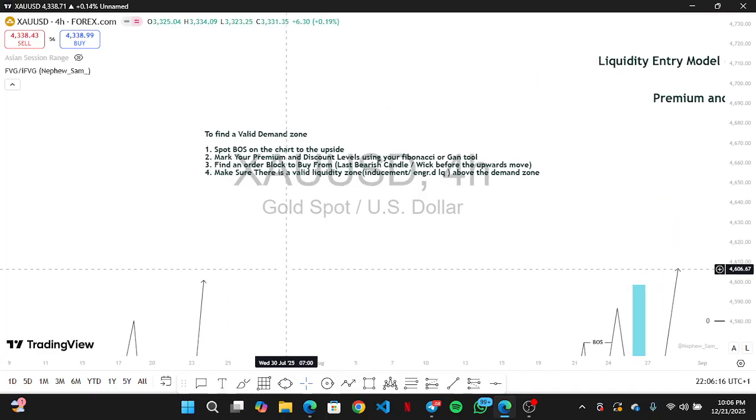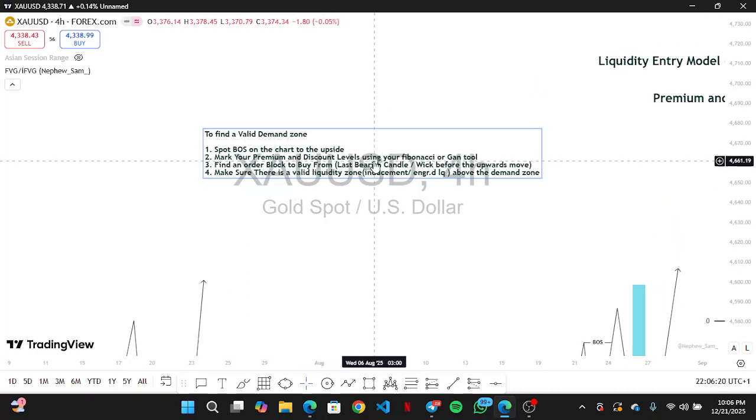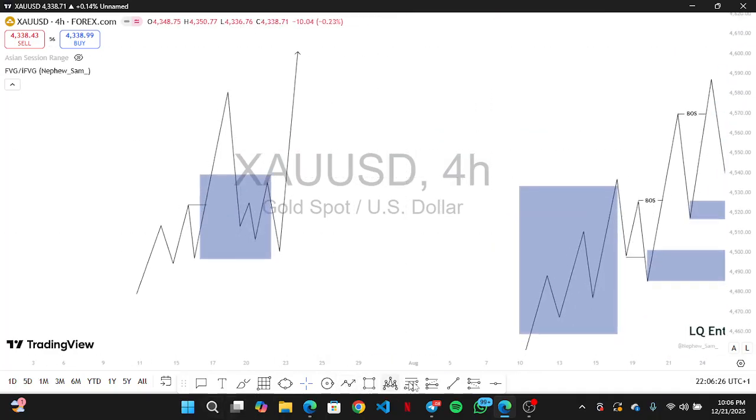So now that's not all. Remember, we have a checklist. We now have to find an order block to buy from, which is the last bearish candle or wick before the upwards move. So then we mark out various order blocks. There can be tens and hundreds of order blocks on this chart. There can be another block here, another block here. At any level here, other blocks will be created.